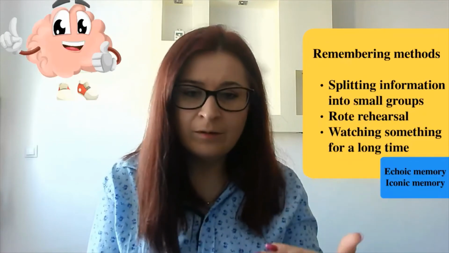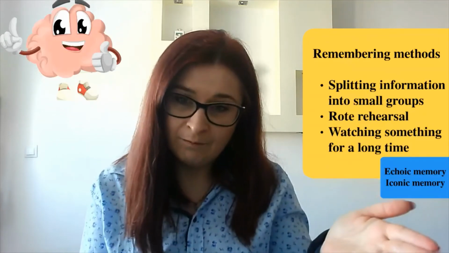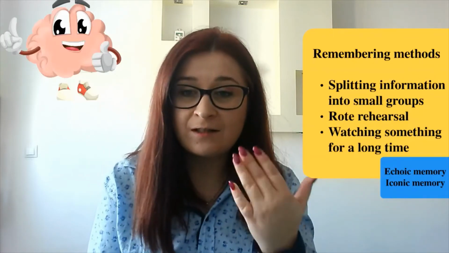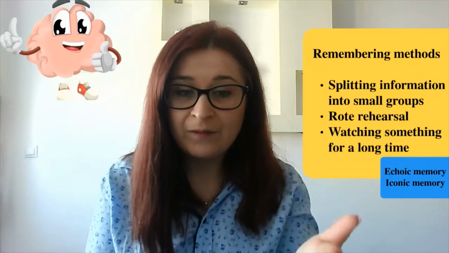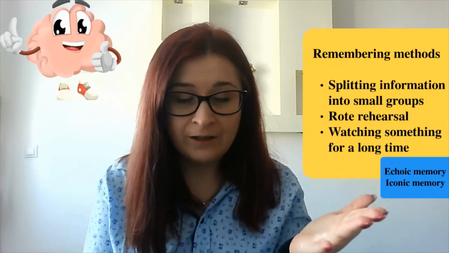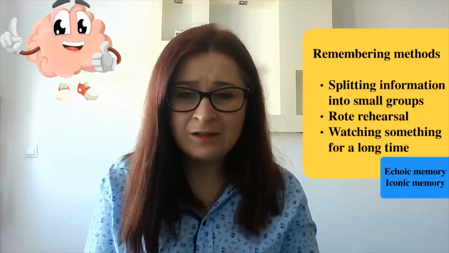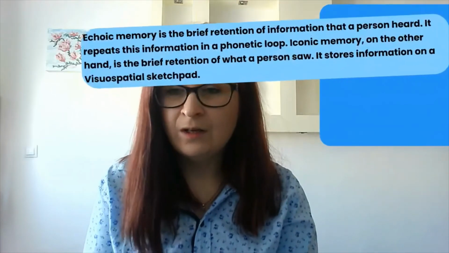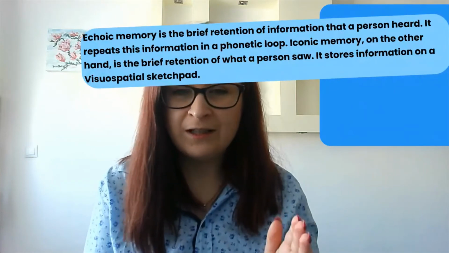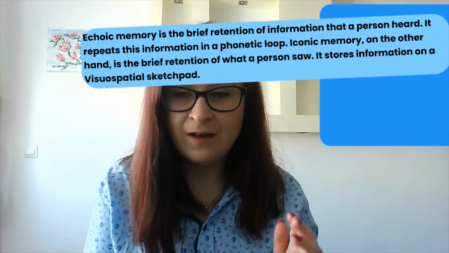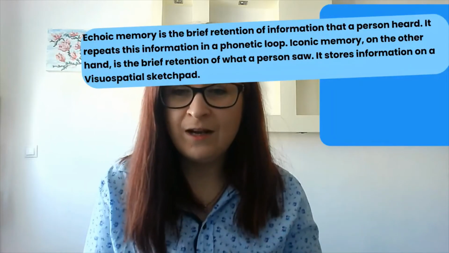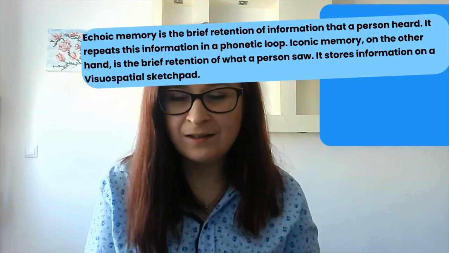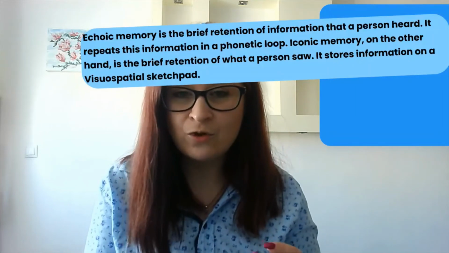So it's connected with iconic memory, which is connected with one of our senses, which is your sight. Then we have echoic memory as well. So check it out. What's the difference between the two? Echoic memory is the brief retention of information that a person heard. It repeats this information in a phonetic loop. Iconic memory, on the other hand, is the brief retention of what a person saw.